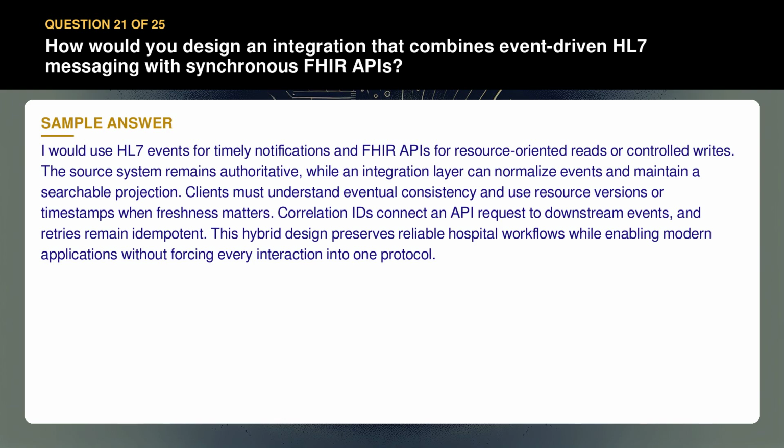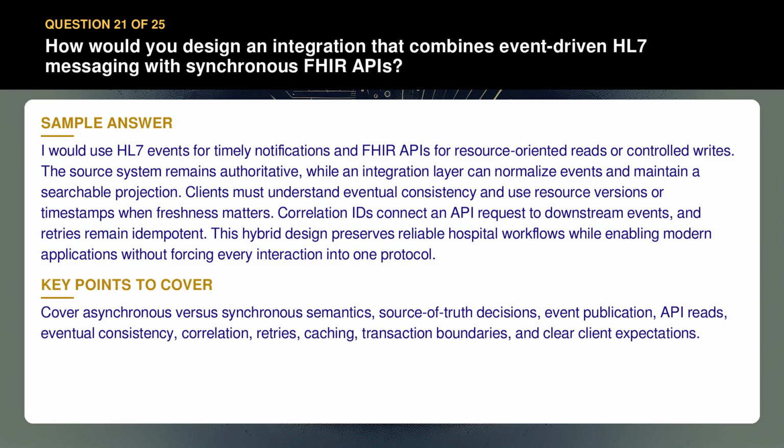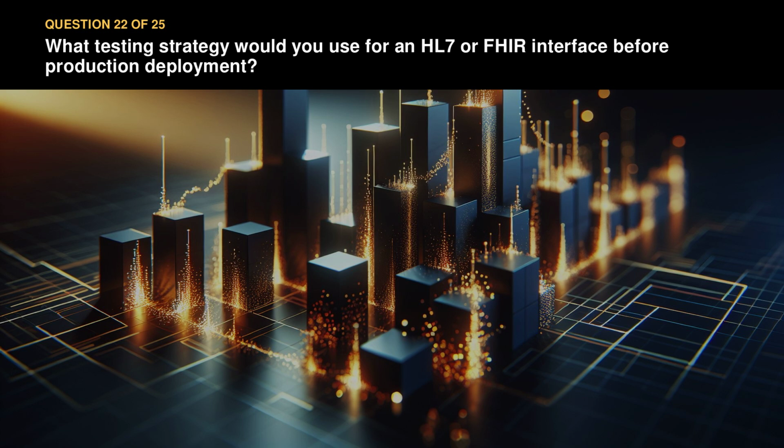Correlation IDs connect an API request to downstream events, and retries remain idempotent. This hybrid design preserves reliable hospital workflows while enabling modern applications without forcing every interaction into one protocol. Cover asynchronous versus synchronous semantics, source of truth decisions, event publication, API reads, eventual consistency, correlation, retries, caching, transaction boundaries, and clear client expectations.